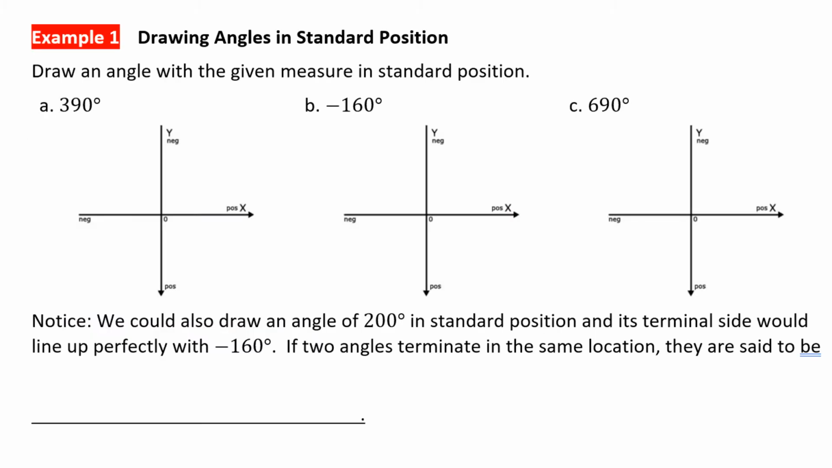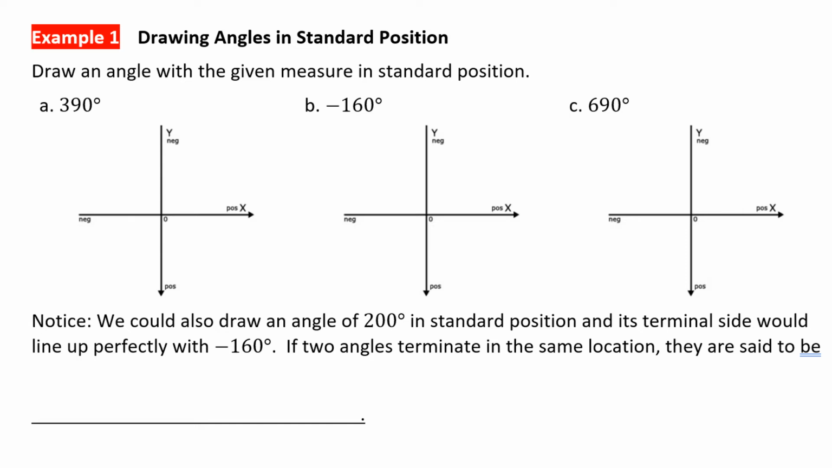Our first example today challenges us to draw angles with the given measure in standard position: 390 degrees, negative 160, and 690 degrees. Take a moment to try these. If you want to pause the video, feel free to do so.